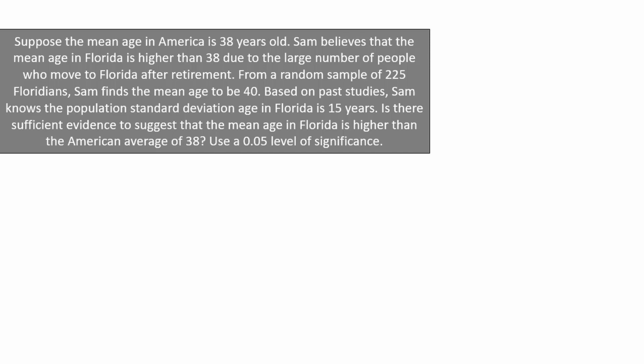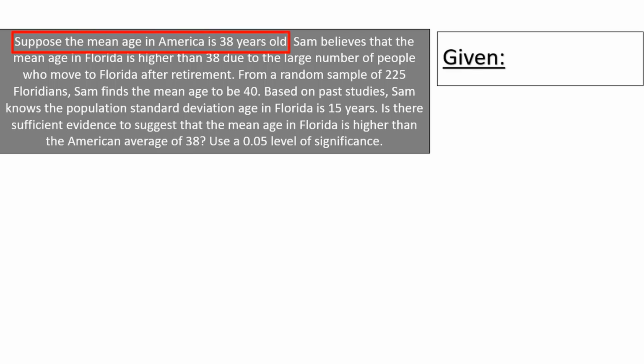Before we do anything, let's first list some of the important given information. The stated mean is 38 years old in America. Therefore, mu sub 0 is 38. The sub-zero is used to signify that this value corresponds to the null hypothesis and is the value we will be testing our data against. The sample mean x bar is 40 and the sample size n is 225. The population standard deviation sigma is known to be 15.